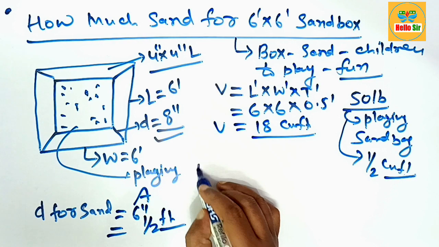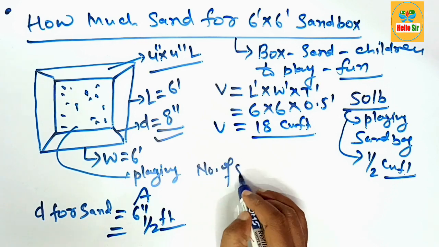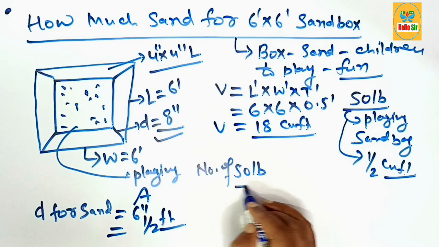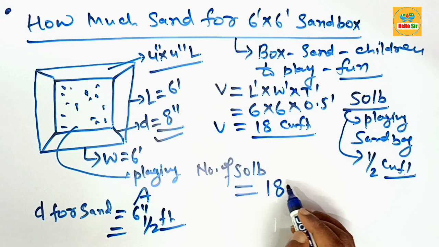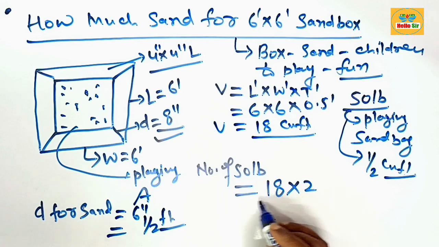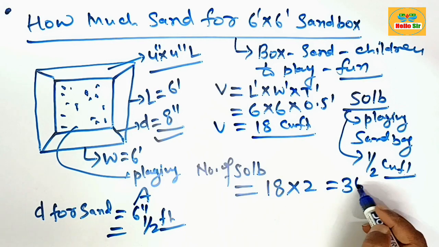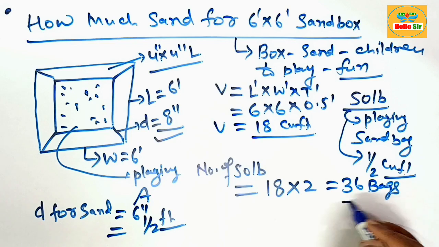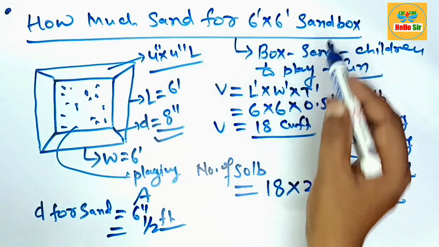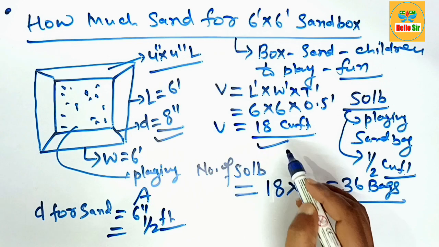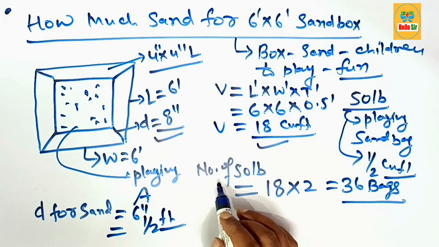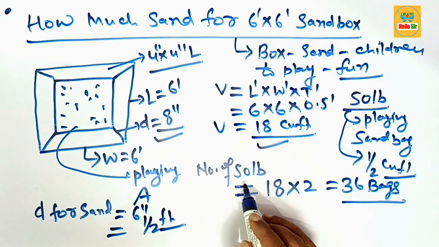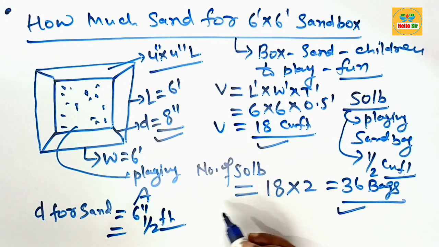You calculate like this: the number of 50 pound bags of playing sand, you just multiply the volume in cubic foot, which is 18, by 2. This will come to about 36 bags. It means, how much sand do I need for this sandbox? You need a volume of sand of about 18 cubic foot, or if you purchase 50 pound playing sand, then you need 36 bags of playing sand. Thank you.